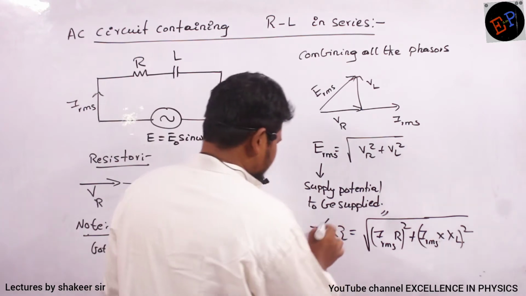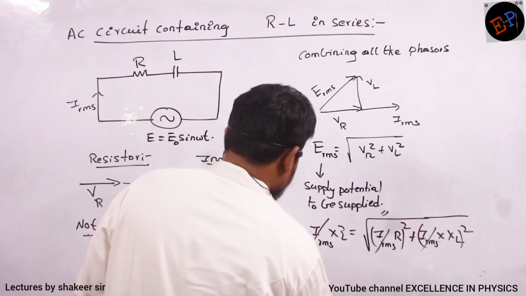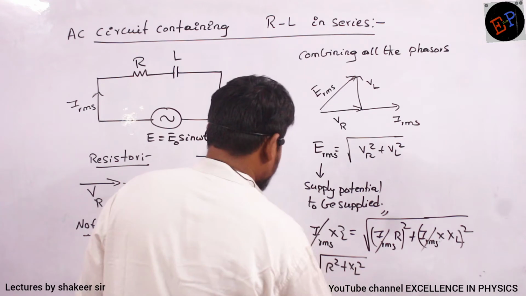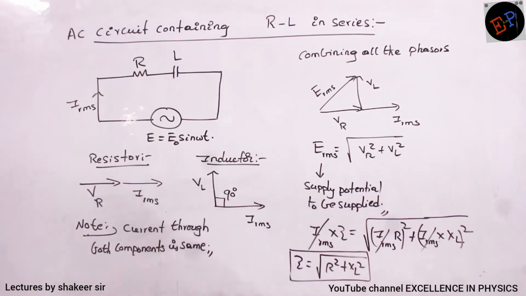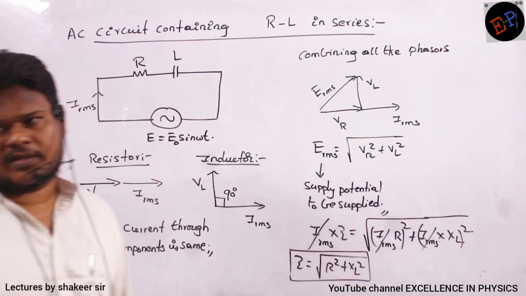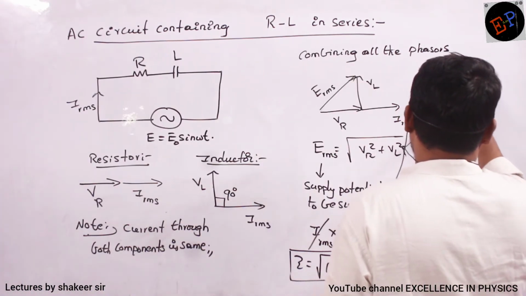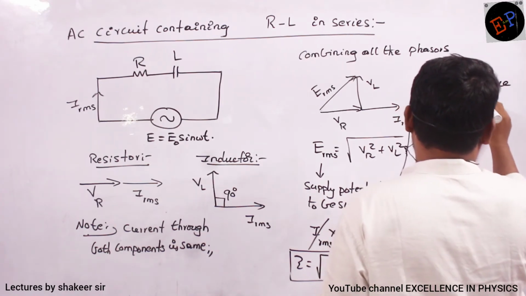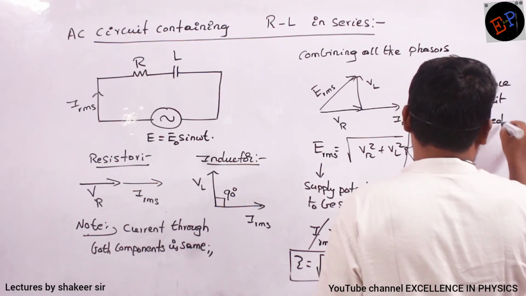So therefore, if IRMS gets cancelled, then what is the answer I will get? Z is equal to square root of R square plus XL square. Okay? So this is the equation to calculate impedance of the circuit. Is it clear? So this is how we calculate impedance, the combined resistance of the circuit. So what is meant by Z here? Z is nothing but impedance. Impedance of circuit, or you can call it the combined resistance of the circuit.